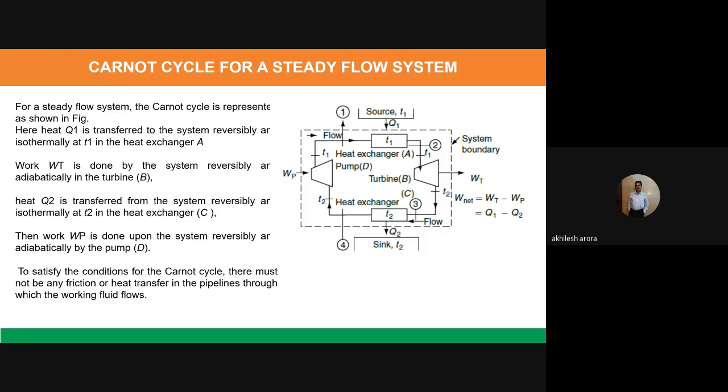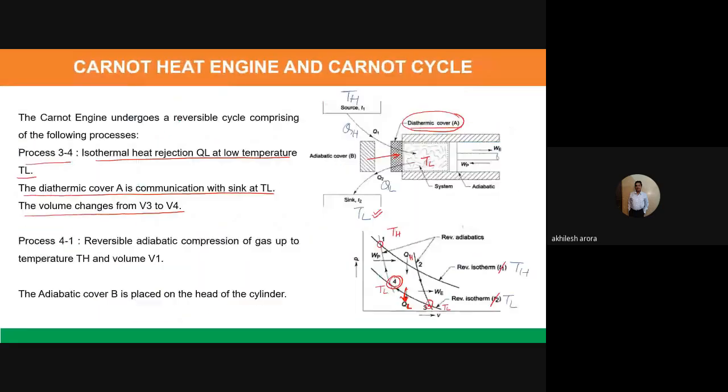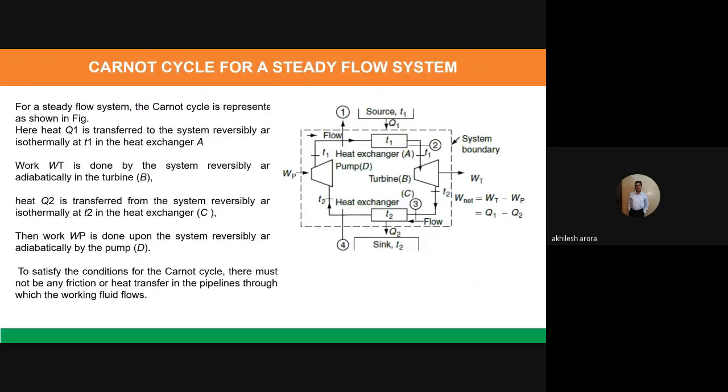Now, till now, we have studied the Carnot cycle for a closed system. You can see it here. I explained the Carnot cycle, and we considered this particular cylinder and piston arrangement where there was a gas and there was no inlet and no outlet. So it was a closed system, and we were doing the analysis for a closed system. Now I'm going to tell you how this Carnot cycle can be assumed in case of a steady flow system.